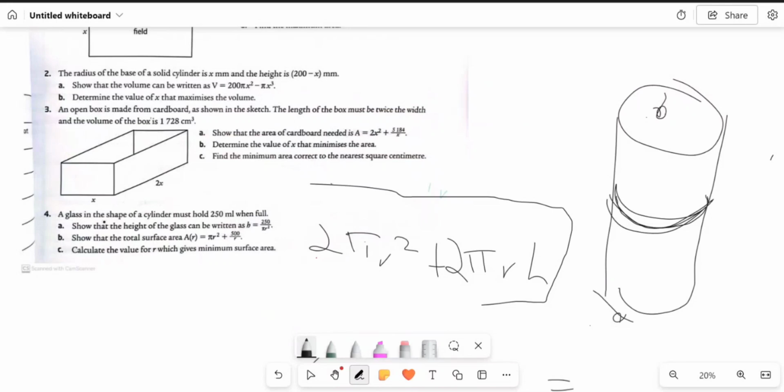Exactly. So meaning we're using only one circle.